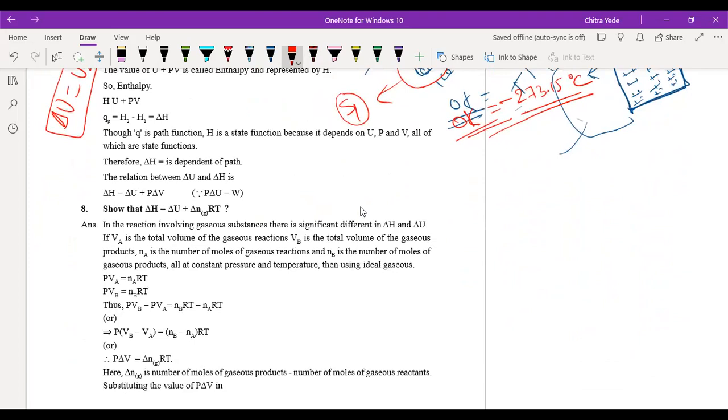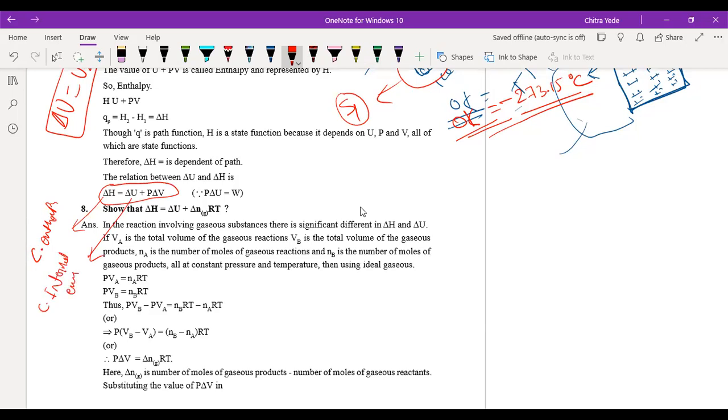So we have one more formula here: del H equals del U plus P del V. Here del H is the change in enthalpy, and del U is the change in internal energy.